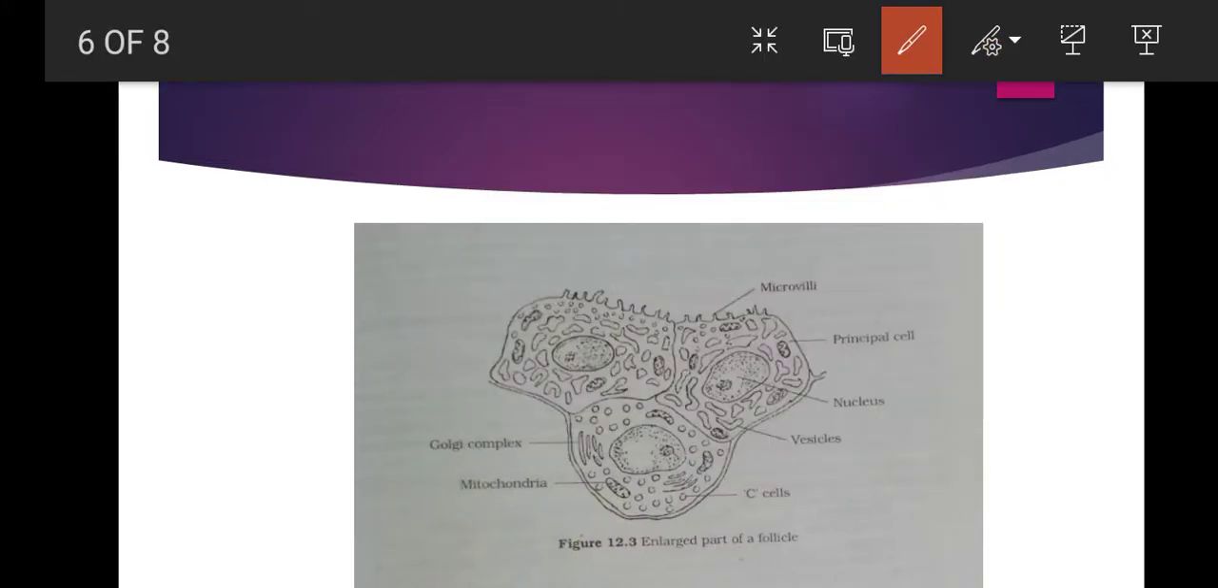As you can see here, this is the principal cell. I'm showing a single cell. This is a group of principal cell. It has a large nucleus and the cytoplasm is filled with colloid droplets and secretory granules. And towards the lumen, you can see the small microvilli.